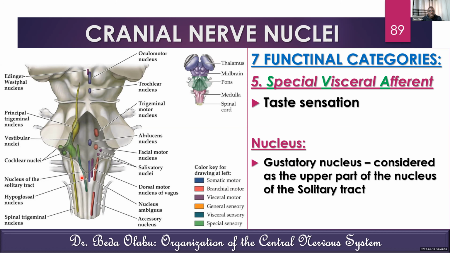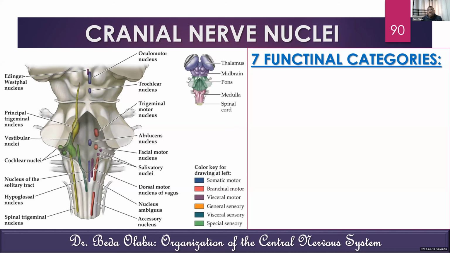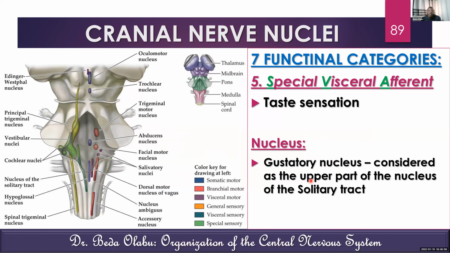So this is the nucleus, yes. The upper part of it is considered to be the gustatory nucleus. Then the rest of it is considered to be the one for general visceral afferent. So this is special visceral afferent and this is general visceral afferent function. So the nerve fibers that will synapse here will be the one carried through facial nerve from the anterior 2/3 of the tongue, glossopharyngeal from posterior 1/3 of the tongue, and vagus nerve from the taste buds around the epiglottis.